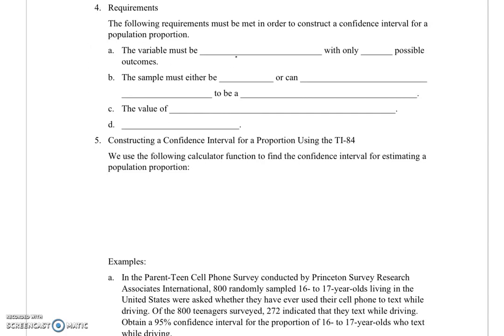Now let's turn our attention to the requirements that have to be met in order to construct a confidence interval for a population proportion. And after that, we'll talk about how we actually use the calculator to find that confidence interval. So, first of all, the variable must be qualitative. Or remember, the other word for that is categorical. And there can only be two possible outcomes.